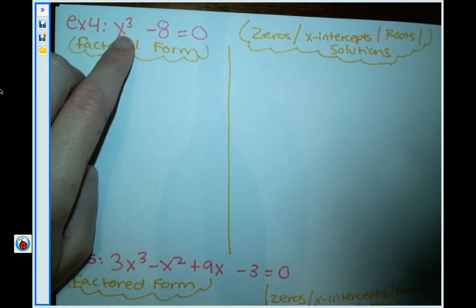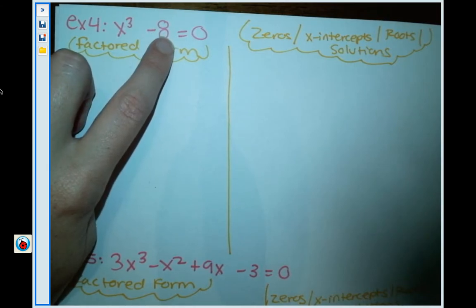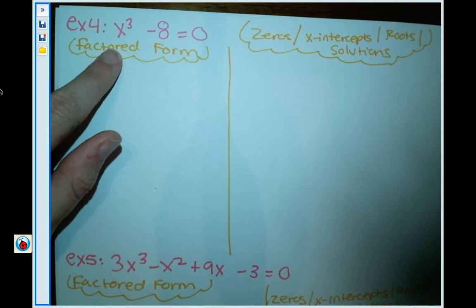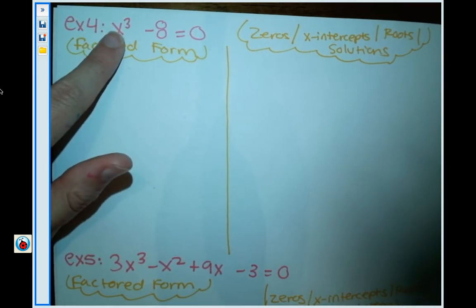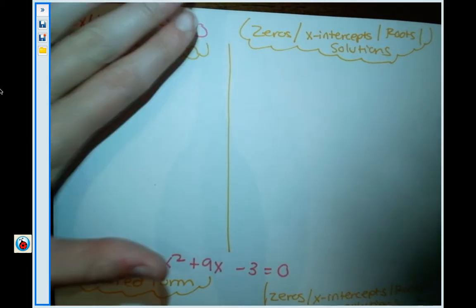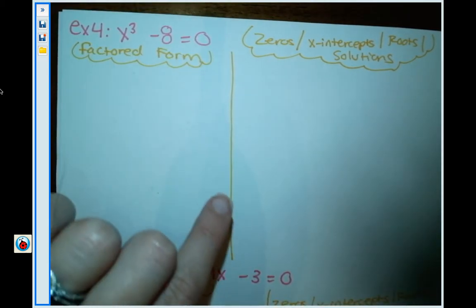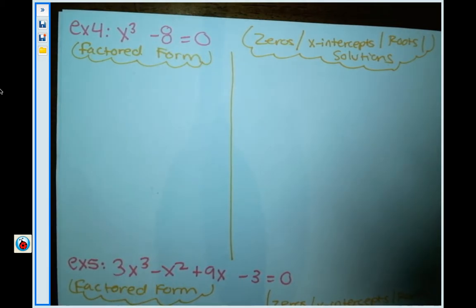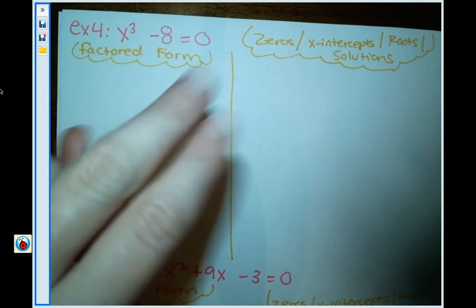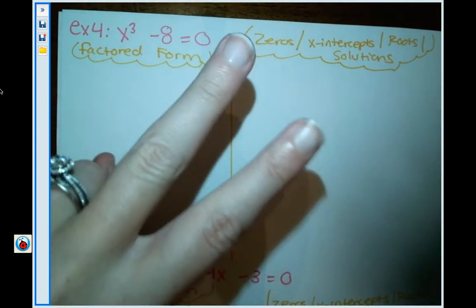Can I square root x to the third and 8? No, I cannot. You guys are totally right. There are not two of the same number that multiplies to be x to the third, and there are not two of the same number that multiplies to be 8. Now don't get confused. I'm not saying 2 times something equals 8. I'm saying the same number multiplied by itself. 2 times 2 is 4, 3 times 3 is 9, and 4 times 4 is 16.